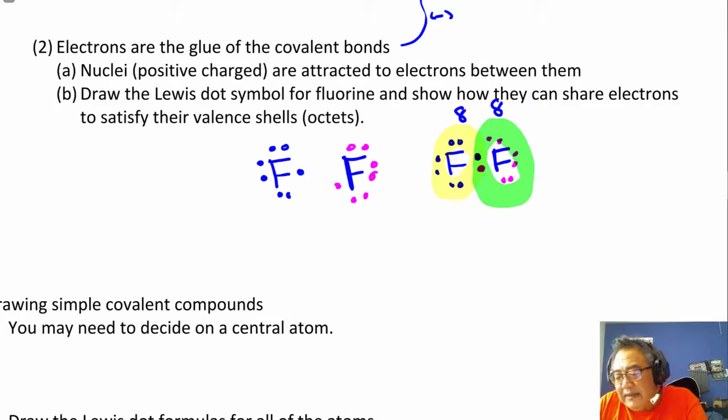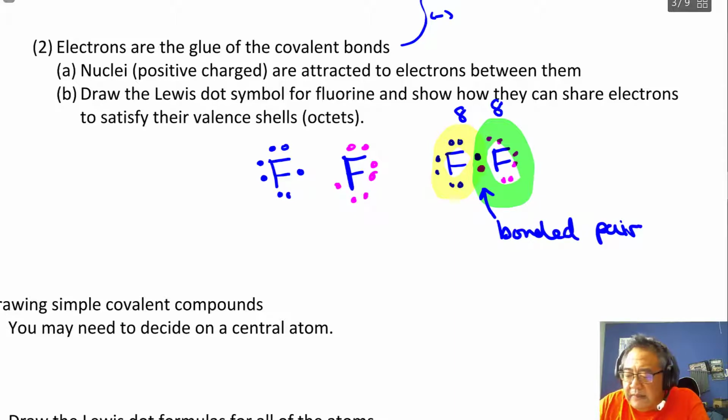And so this bond in between them is the bonded pair, right? And then these are called either lone pairs or non-bonded pairs.